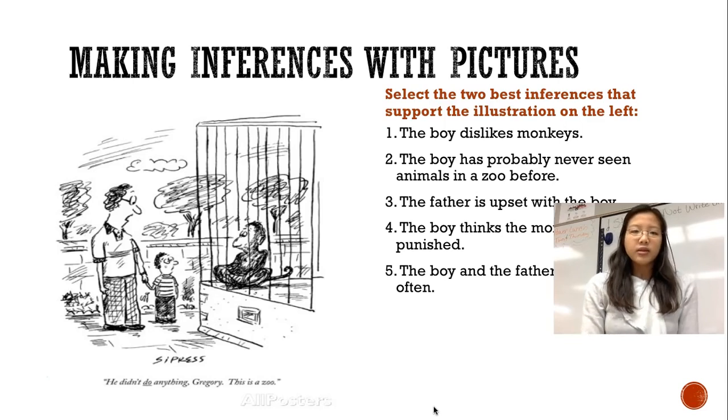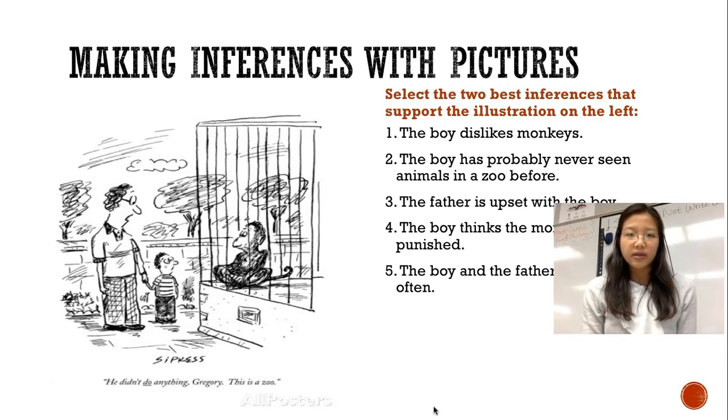All right, so here's our first example. We're going to make an inference with an illustration. So on the left, we have an illustration of a father and his son, and they are at the zoo looking at a caged monkey. Note that there's a quote on the bottom that the father says to the boy, "He didn't do anything, Gregory. This is a zoo." And our job is to find the 2 best inferences that support the illustration on the left.